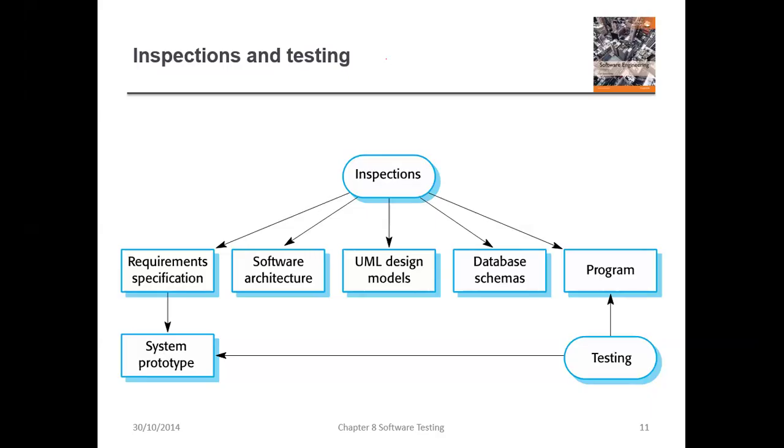So yes, you can see that we can test the prototype. We can also test the program, but we can't test the requirement specification. We can't test the software architecture. We can't test the UML design models. We can also not test the database schemas. However, we can inspect all of those in addition.